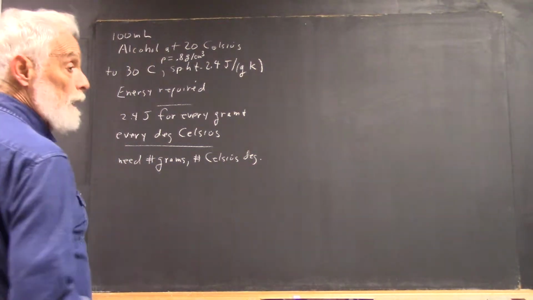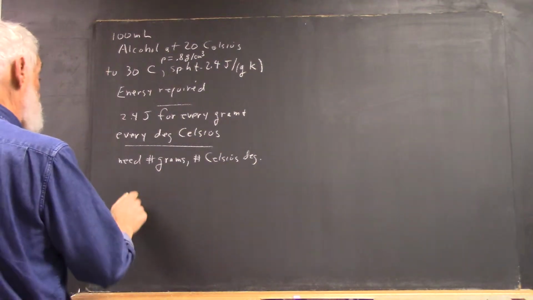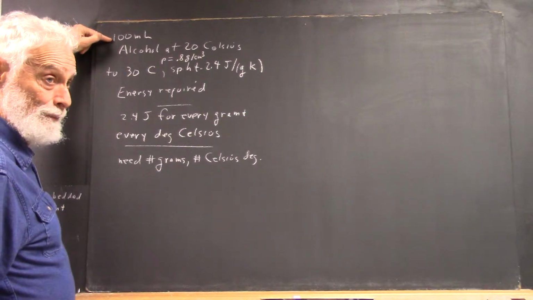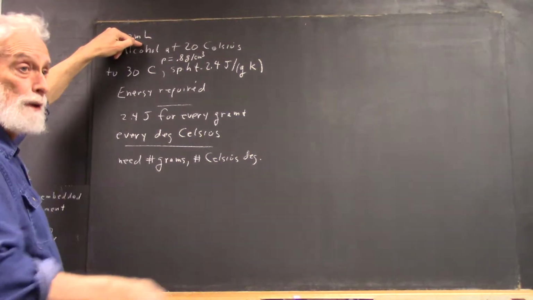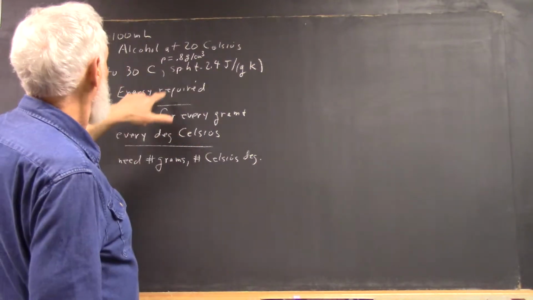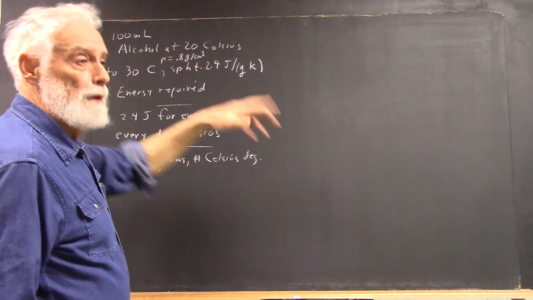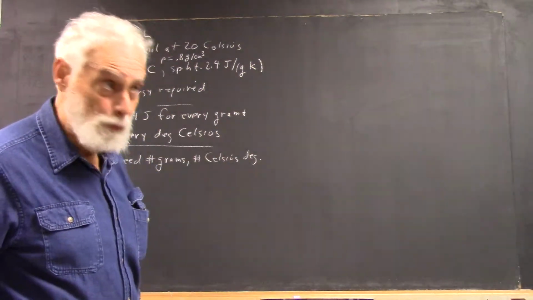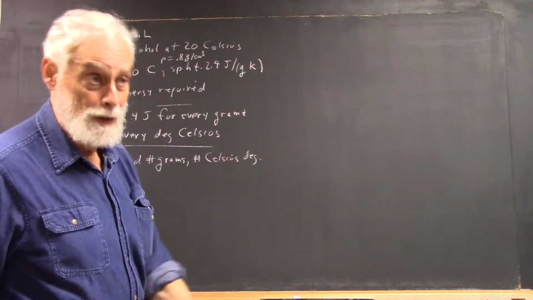Well, how many grams you got? You got 80 grams. Because you have 100 milliliters, right? And a milliliter is just a liquid cubic centimeter, okay? And you got 0.8 grams per cubic centimeter. Now I said 8/10 the density of water. Presumably you know the density of water to be 1 gram per cubic centimeter.